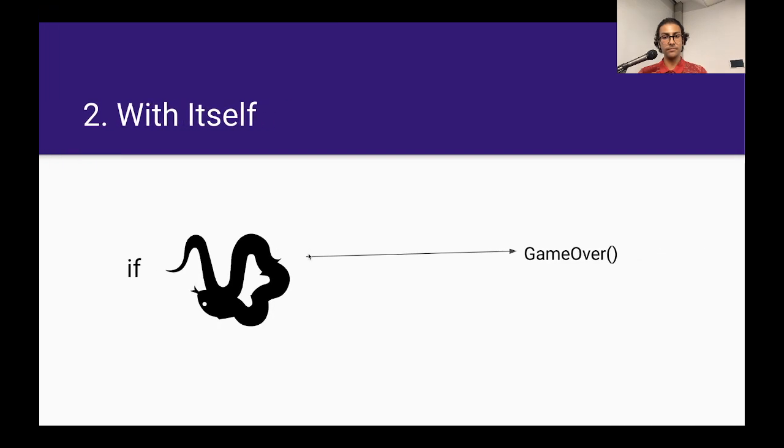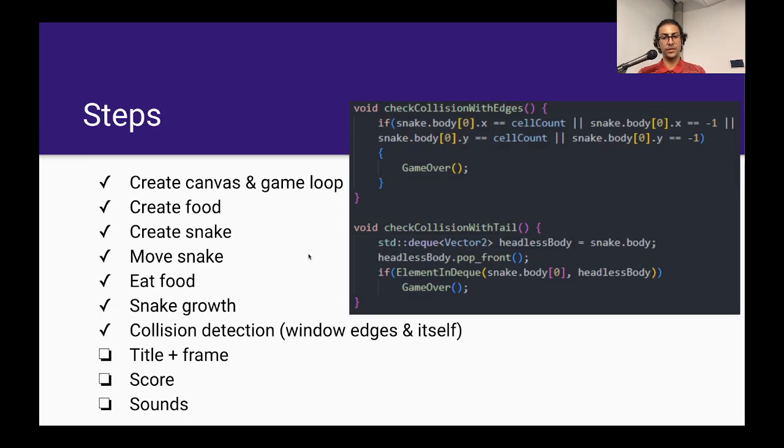Cool. So we've got both collisions taken care of. At this point, snake is done. Your game is ready to go. The core game is functional, so congrats for making it this far. Awesome. We're just going to tidy up a bit at this point.